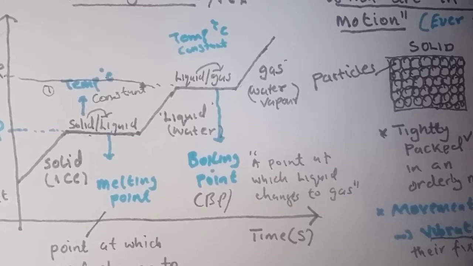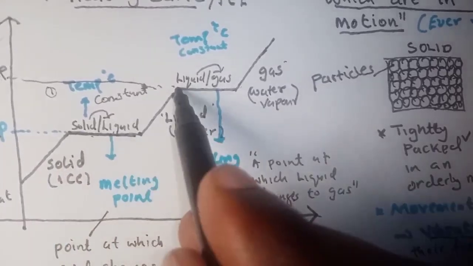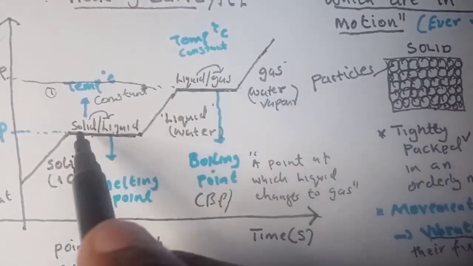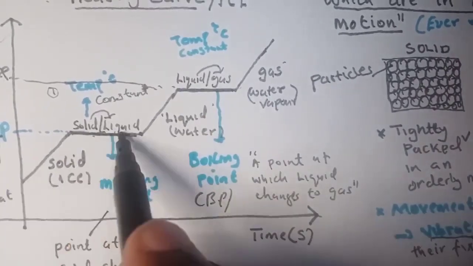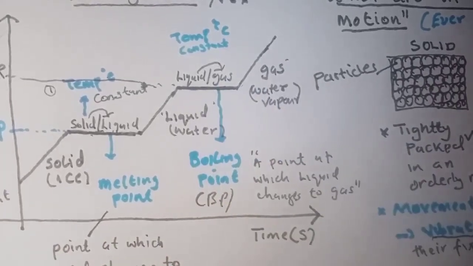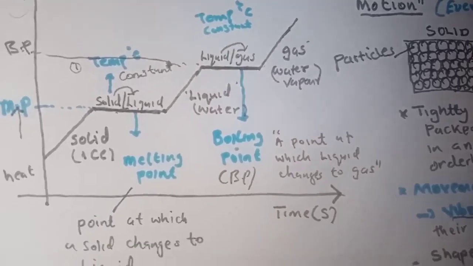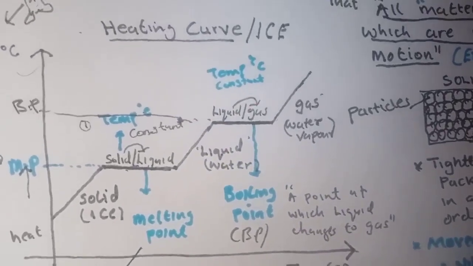So all those flat lines, we call them changes of state. This is a change of state, and this is a change of state. These two are very important. The first one is melting point, and this other one is boiling point. That's what I wanted you to know in this video. This is called a heating curve.